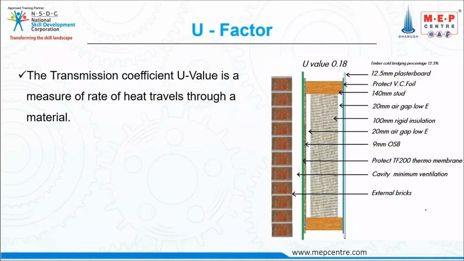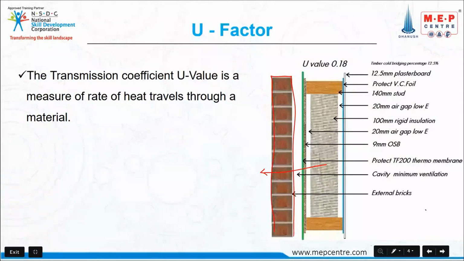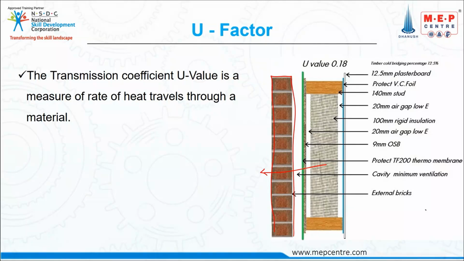So what is U factor? The transmission coefficient. U value measures the rate of heat travel through a material. Suppose I take a material, it is a wall. How much heat can travel through this material? That is called the U factor. All of you know about resistance. What is resistance? How much heat can be restricted or absorbed. U factor is the reciprocal of resistance, the reverse of resistance. That's it. How much it is able to allow the heat into the room.